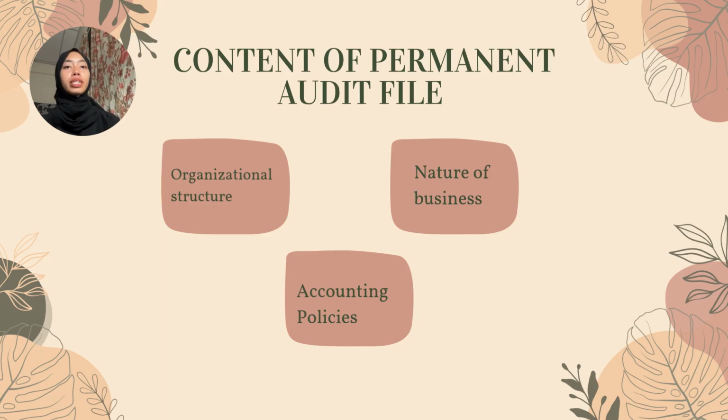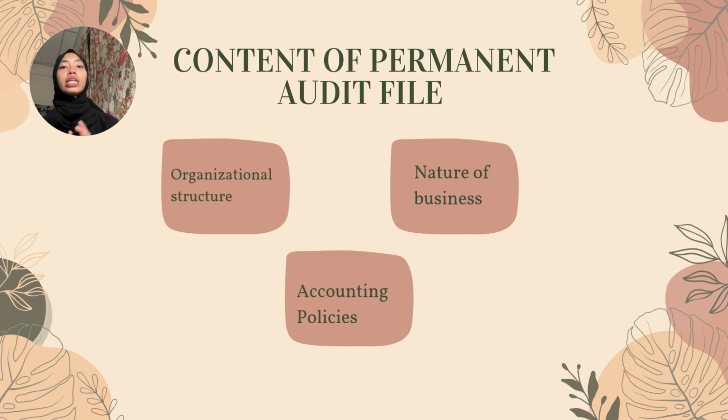Content of the permanent audit file. First is the organizational structure. This shows the company's management structure and reporting lines, helping the auditor understand roles and responsibilities in the organization. Second one is the nature of business.